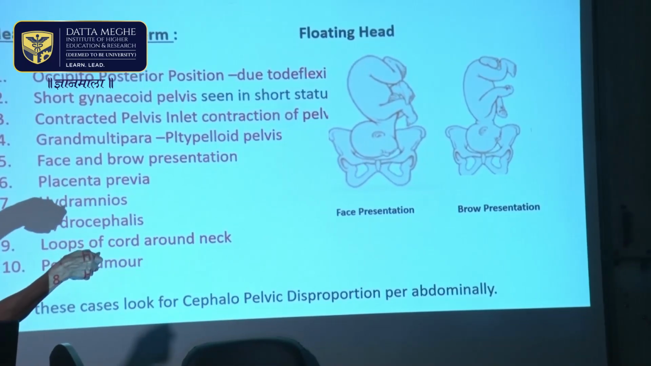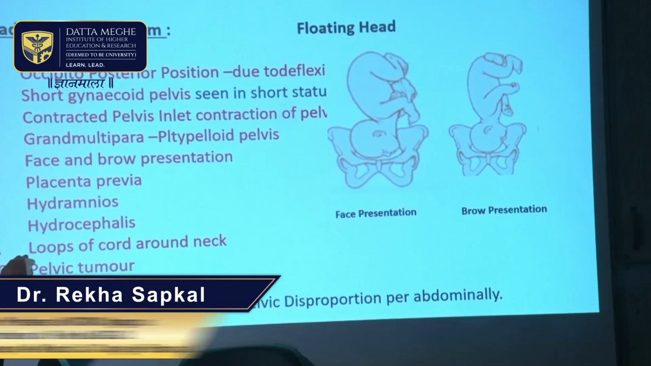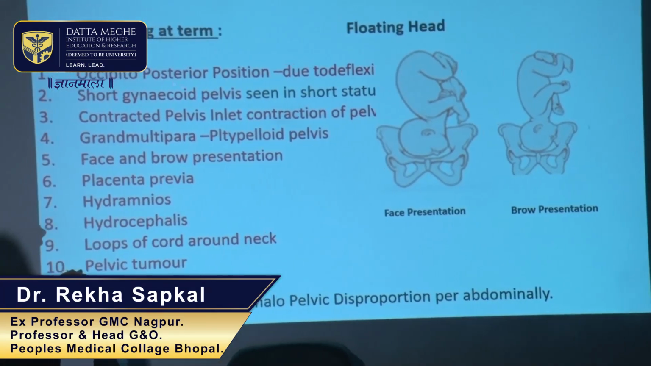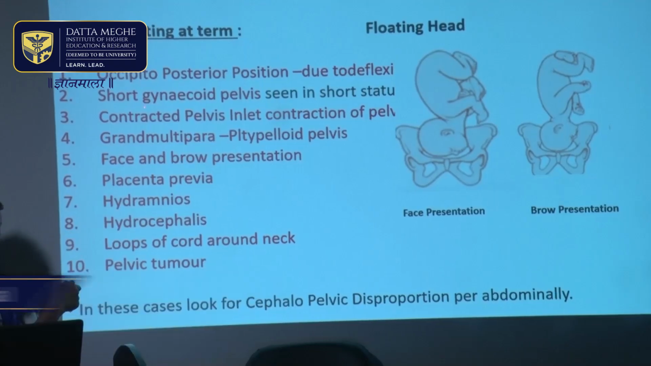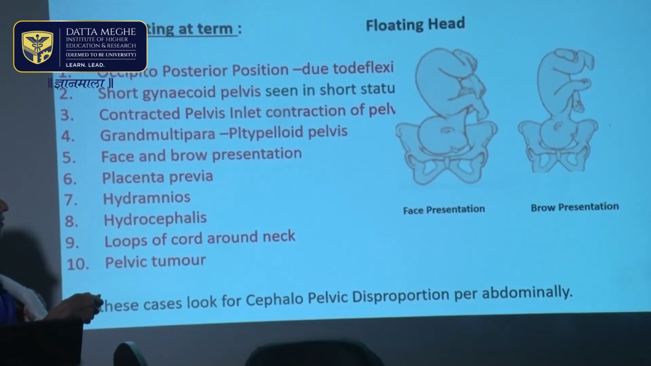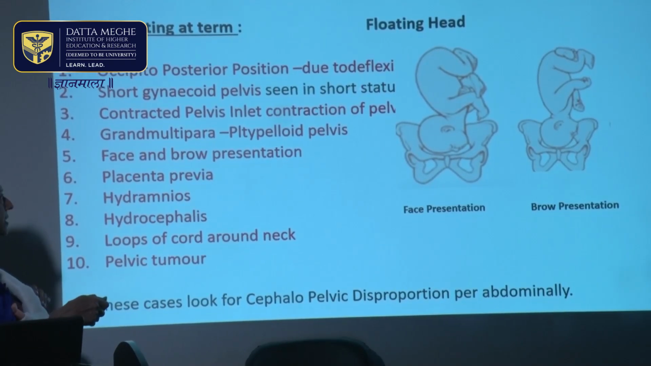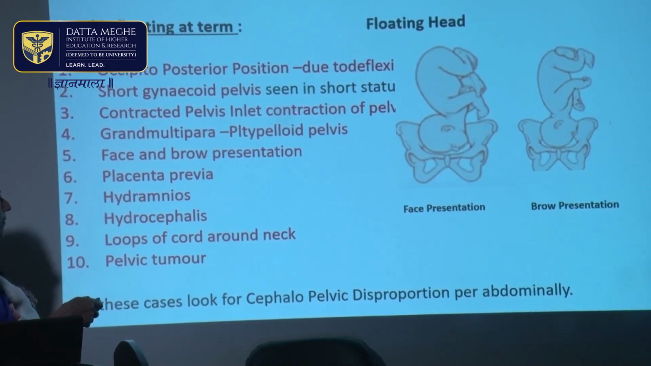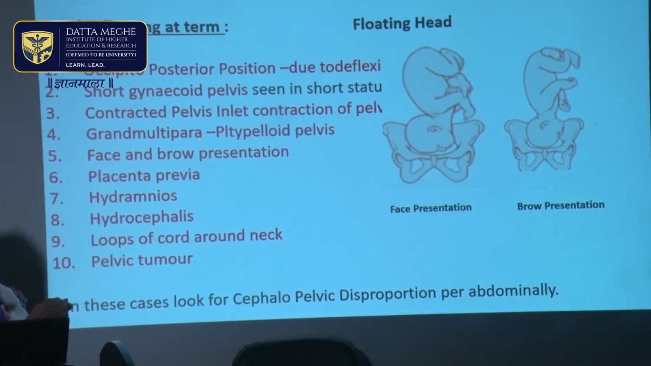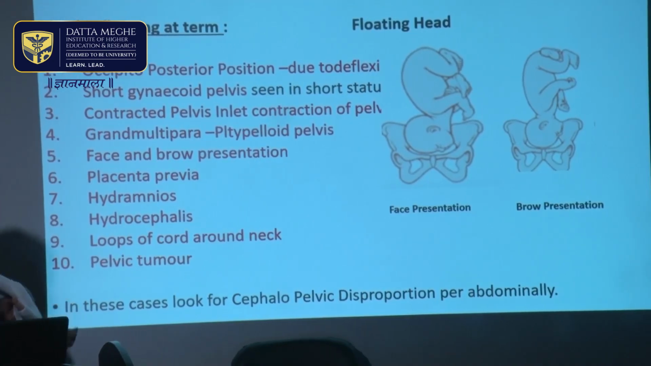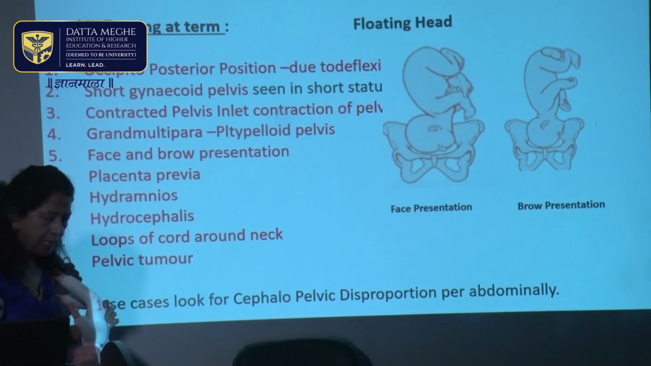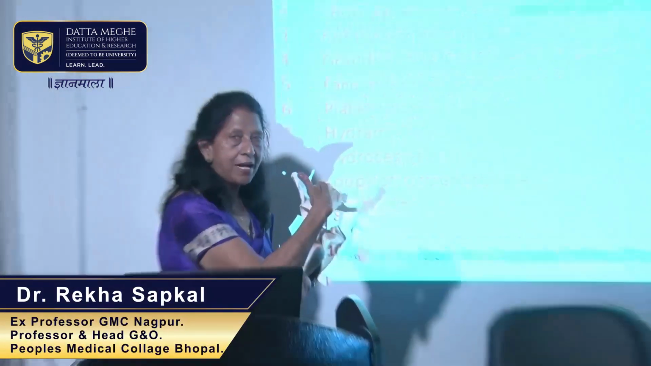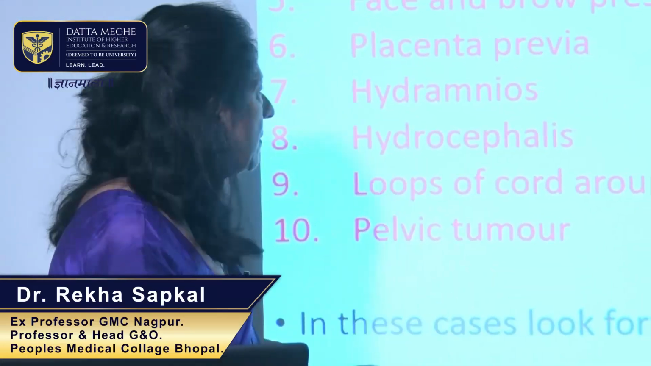Due to deflection, the head is floating. This is the commonest cause of floating head. This point you remember from the MCQ point of view. Short gynecoid pelvis: naturally the head will not enter into the pelvic cavity, it is a small pelvis, and it will be floating. Contracted pelvis due to grand multipara, that is flat pelvis. Inlet contraction is there because of osteomalacia. There will be flattening of the pelvis, that is known as flat pelvis.